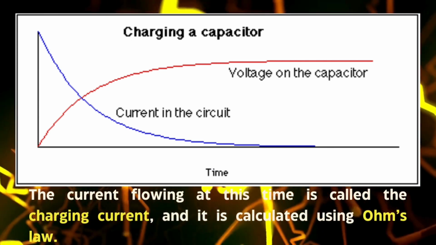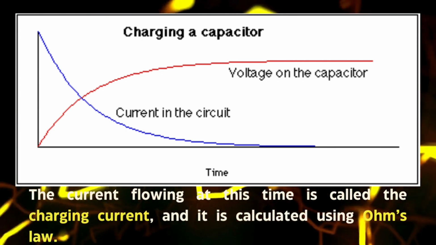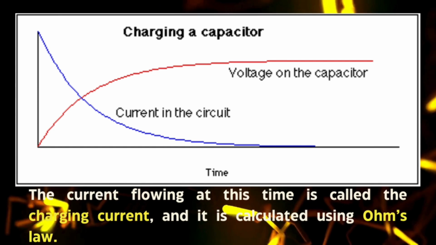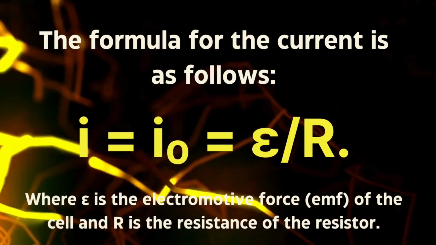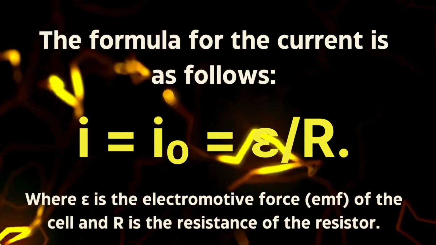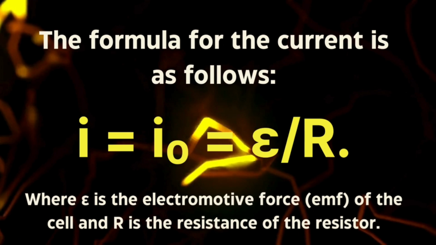circuit decreases. The current flowing at this time is called the charging current, and it is calculated by using Ohm's law. The formula for the current is as follows: current is equal to the electromotive force of the cell divided by the resistance of the resistor.